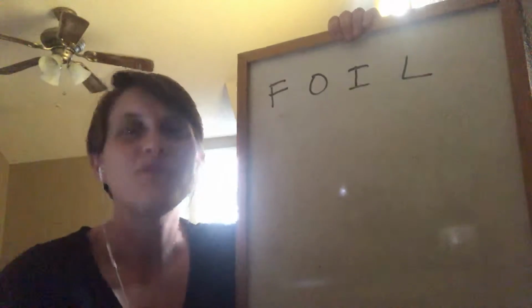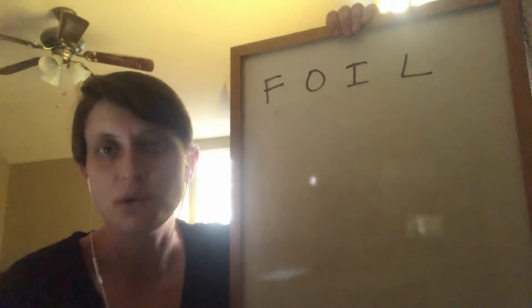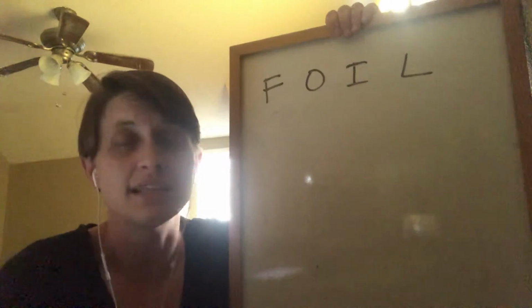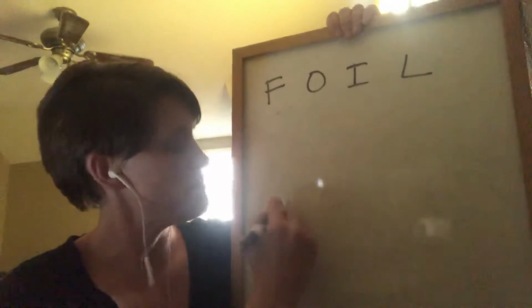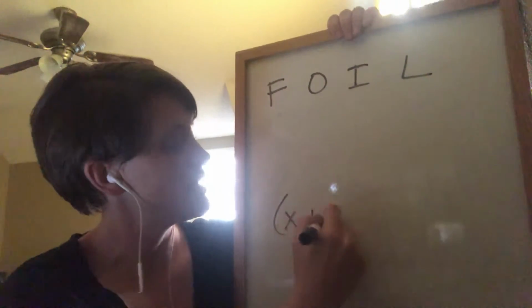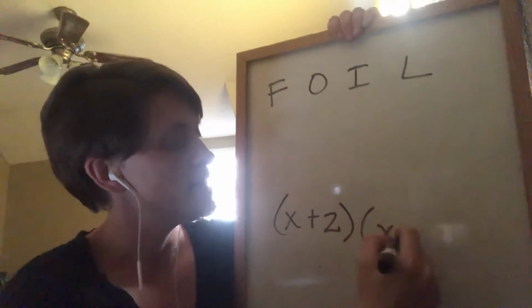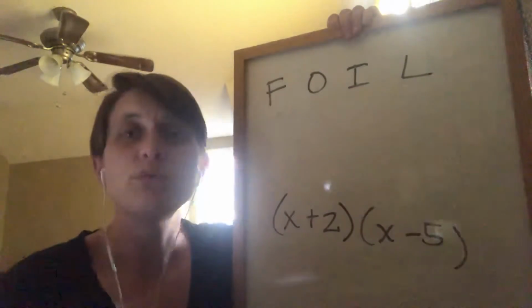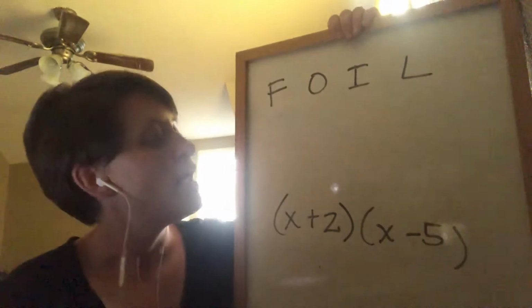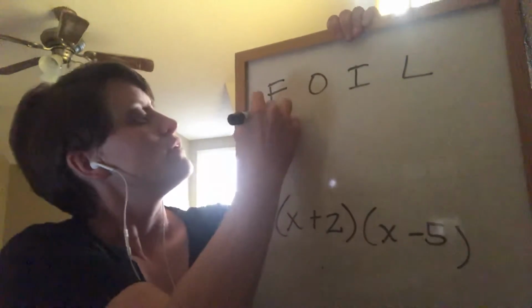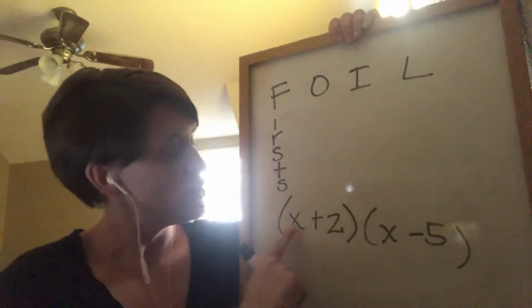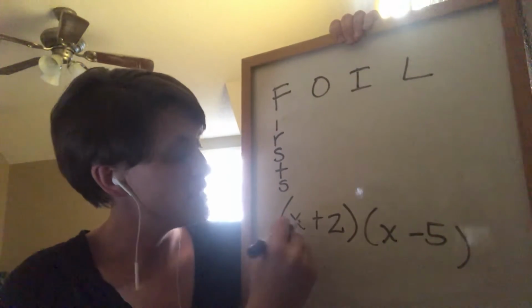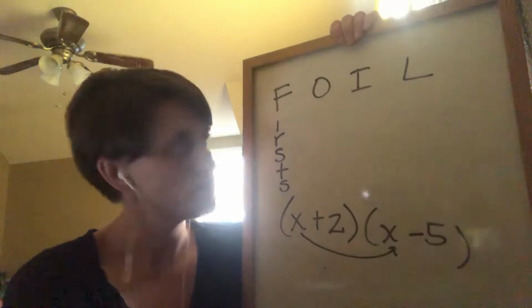Okay, now the FOIL method is not different from the distributive property at all. It's exactly the same thing. It just is for use whenever you have a binomial times a binomial. So for instance, if you're doing x plus 2 times x minus 5, that's when you would want to use the FOIL method. FOIL stands for firsts. So you'd want to multiply these two terms together first.